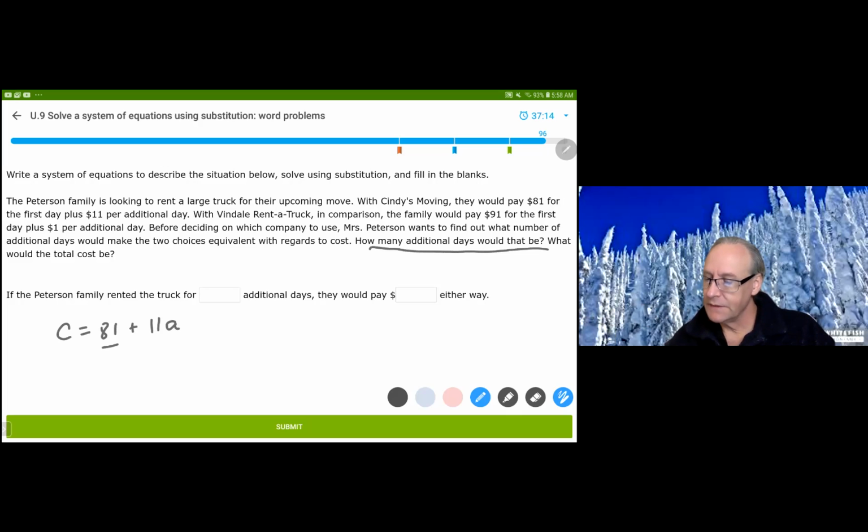In comparison, Vindale charges $91 for the first day and only $1 for each additional day. Anyway, when will they be equal? So when will Cindy's be equal to Vindale's? And we have 81 plus 11A is equal to 91 plus 1A.